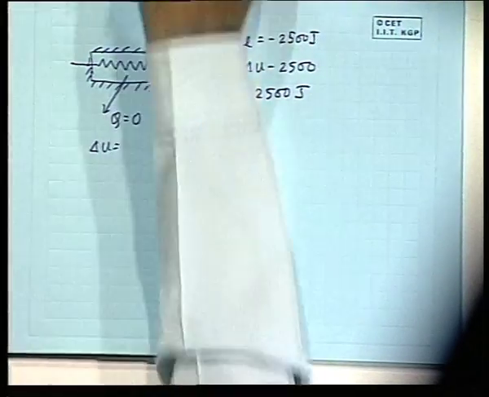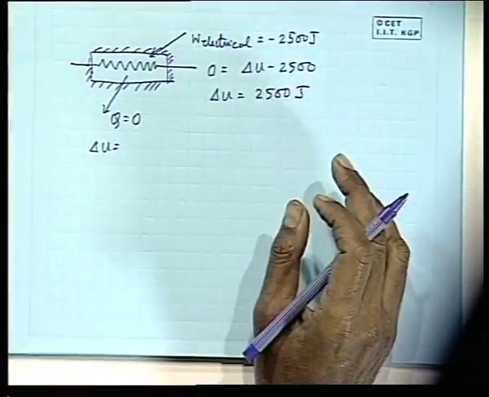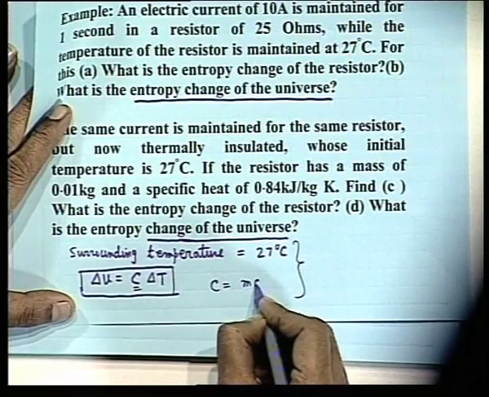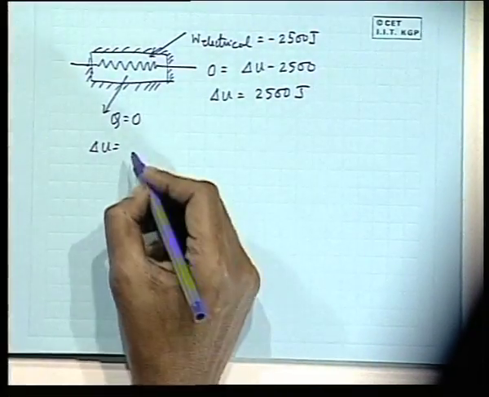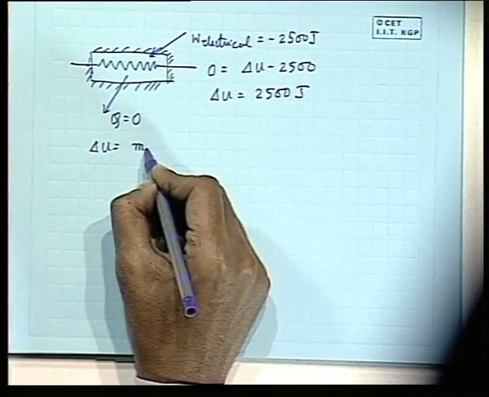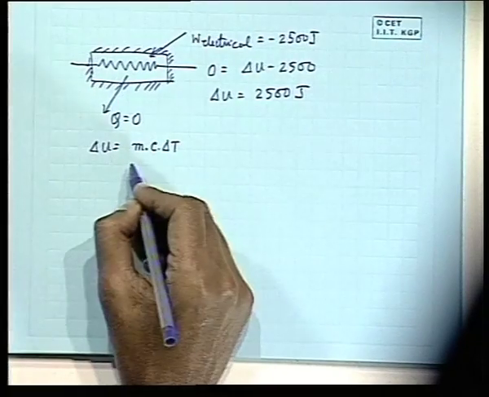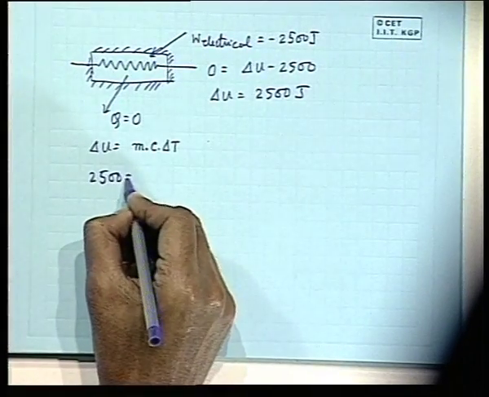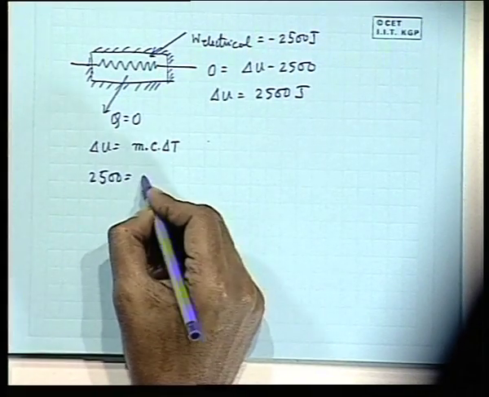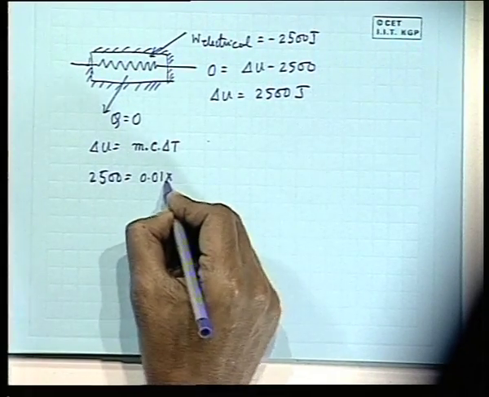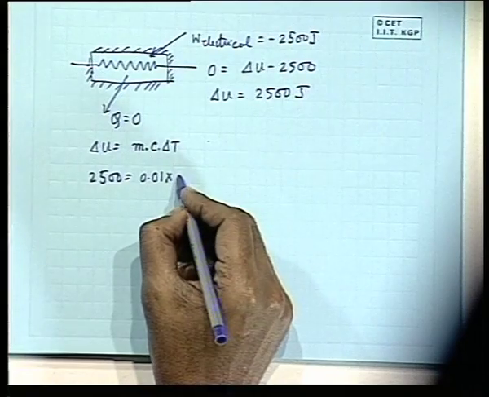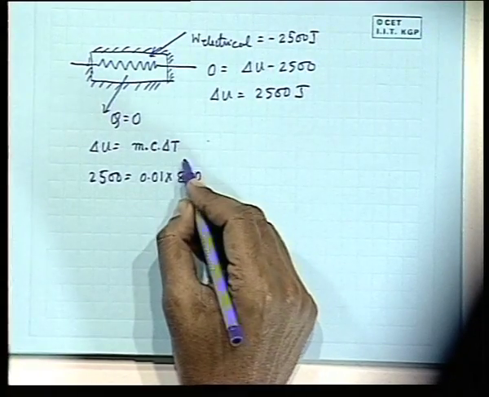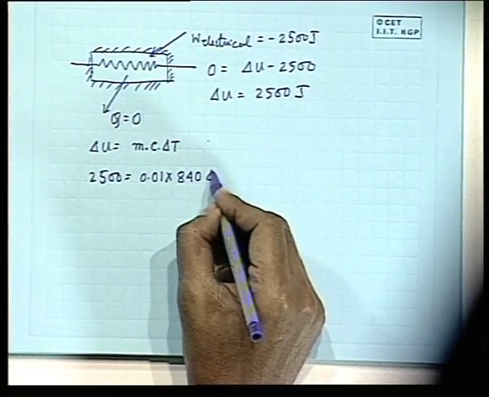T, that C is the capital C. I am sorry, that could have been written as mass into specific heat. So, this is the capital C. Actually this C is m into small c, specific heat. So, we can write this as mass into specific heat into delta T. Here I can write 2500. What is the mass? Mass is 0.01 kg, and what is the specific heat? 0.84 kilojoules, so we have to convert to joule, that means 840 joule per kg K, times the temperature difference delta T, that has to be found out.